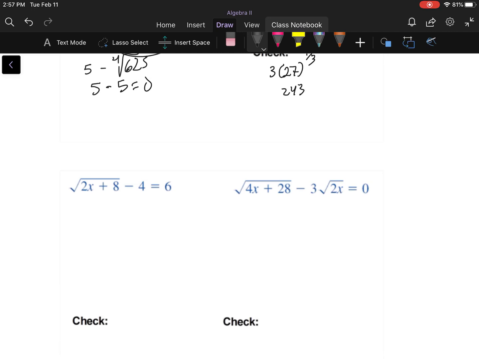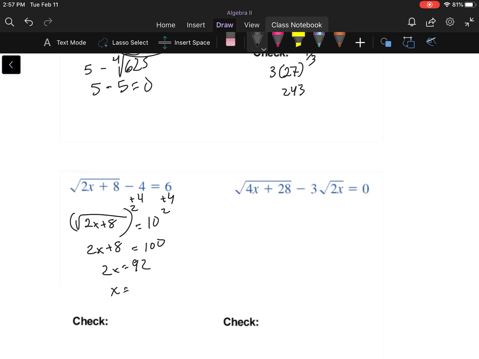Okay, I want to get this by itself, so I'm going to add 4. And to get rid of the square root, I'll square both sides. So I got 2x plus 8 is equal to 100. So 2x is equal to 92. x is going to be equal to 46. Check: 2 times 46 is 92, plus 8 is 100, the square root is 10. 10 minus 4 is 6, so that's going to work out as well.